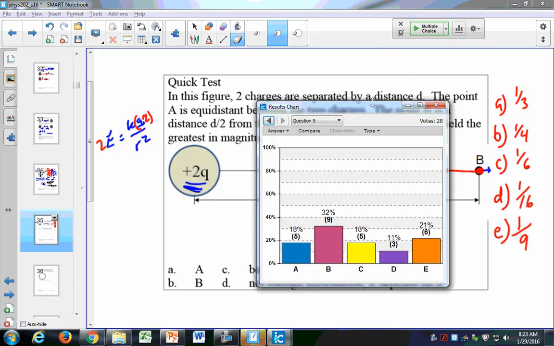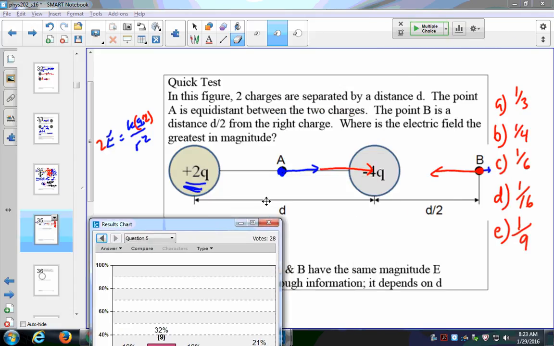Okay, a lot of you put B, but B is not right. But I understand why you would put B, and you're sort of thinking in the correct direction. You're thinking this point is twice as far away from that charge as this point. Isn't that what you're thinking? But it's not twice as far away. It's how much farther away? It's three times as far away.